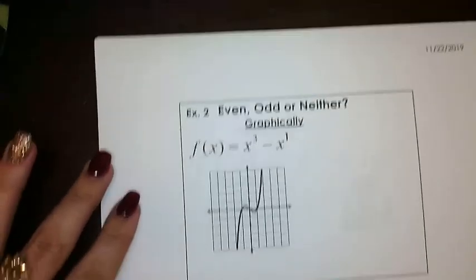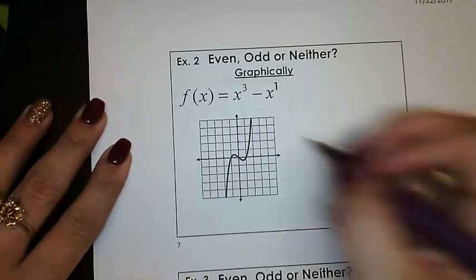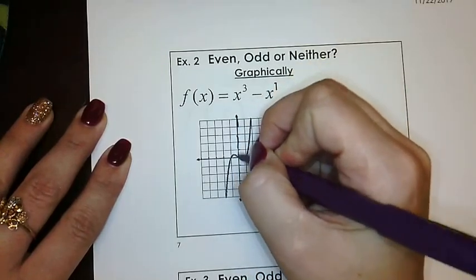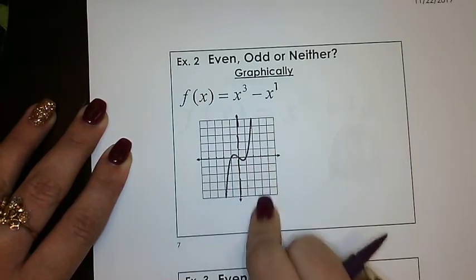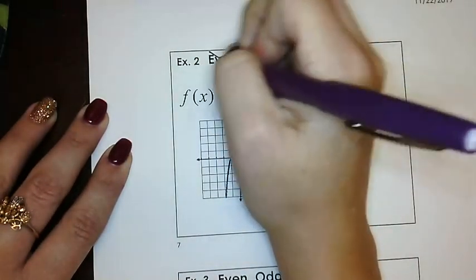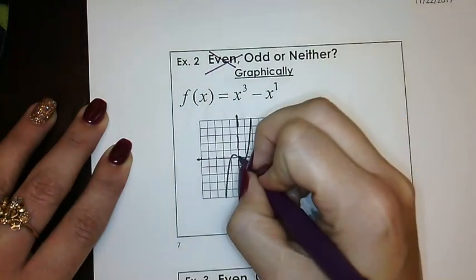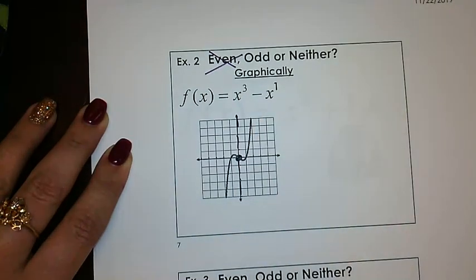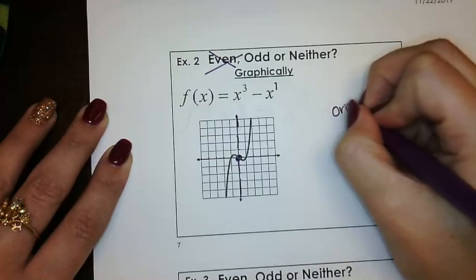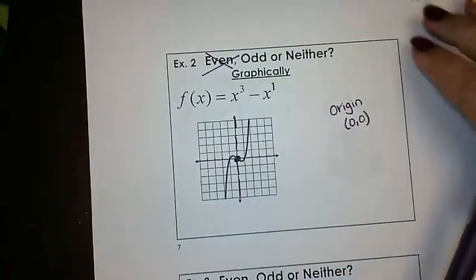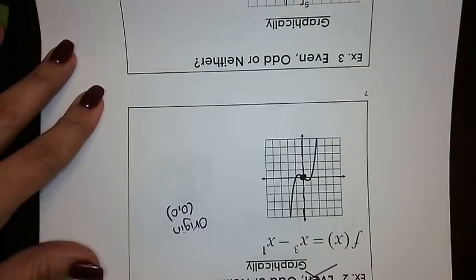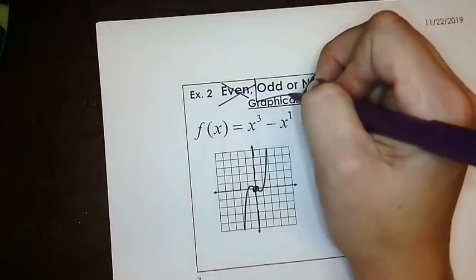If I look at this one, if I draw a line down the middle, it doesn't look the same. I can't fold it over and this piece still be down here. So it's not even. We look at odd, we want it to rotate about the origin, which is 0, 0. So remember, origin is 0, 0. So if I take this and I rotate it 180 degrees about the origin, does it look the exact same? And the answer is yes. So this function is odd.